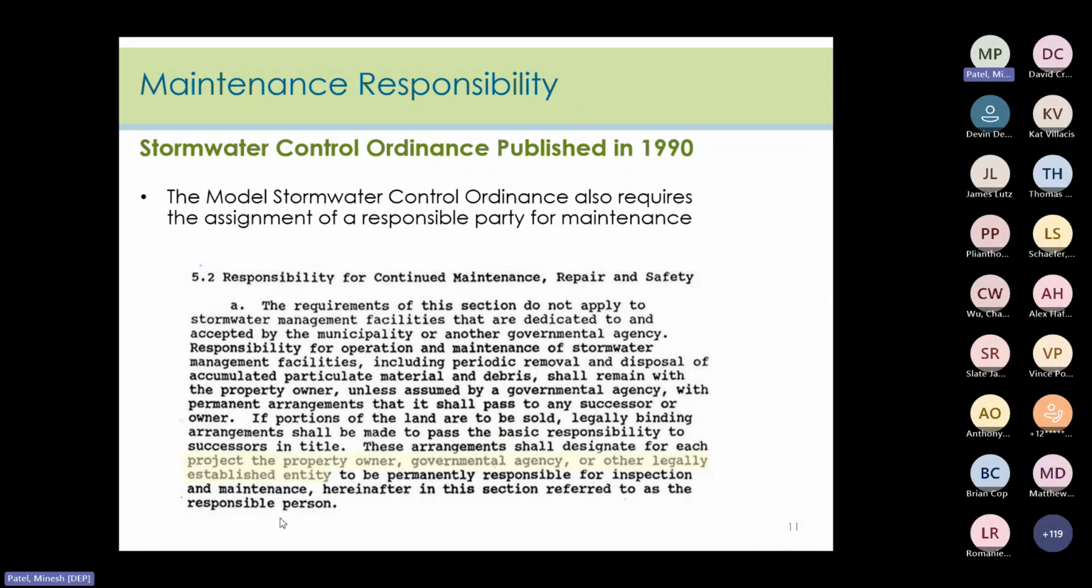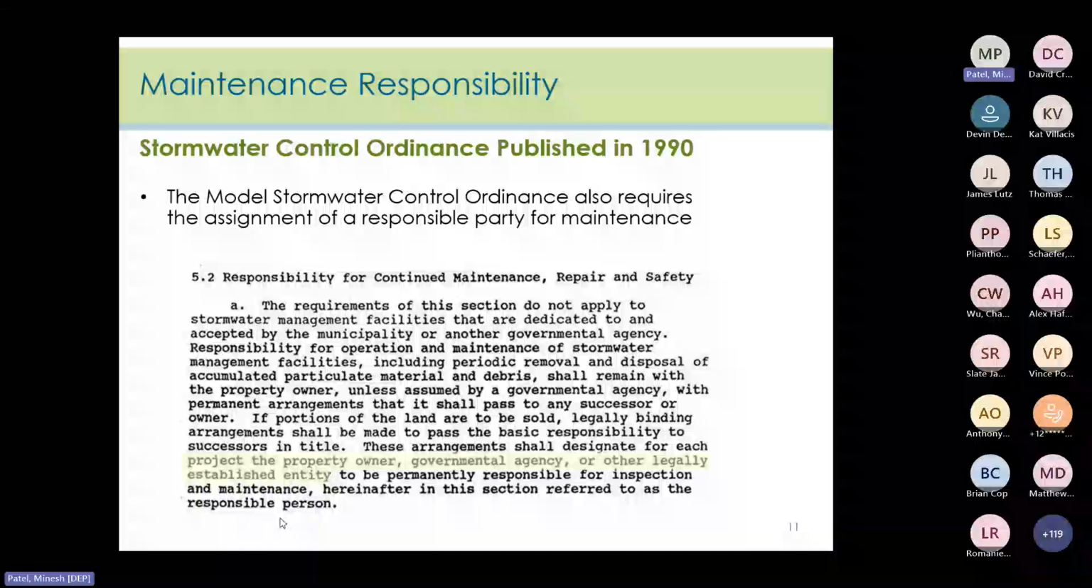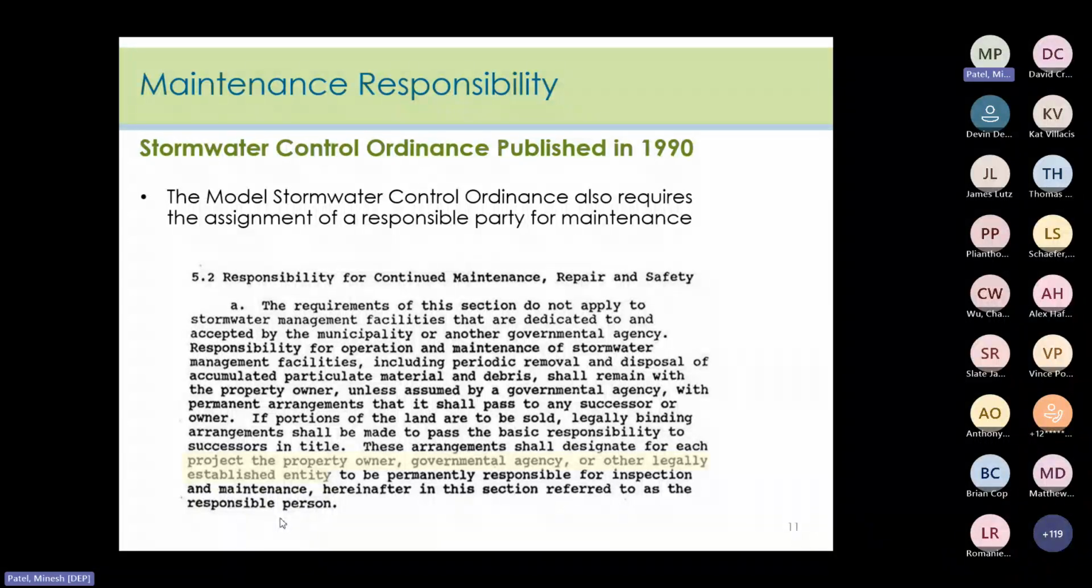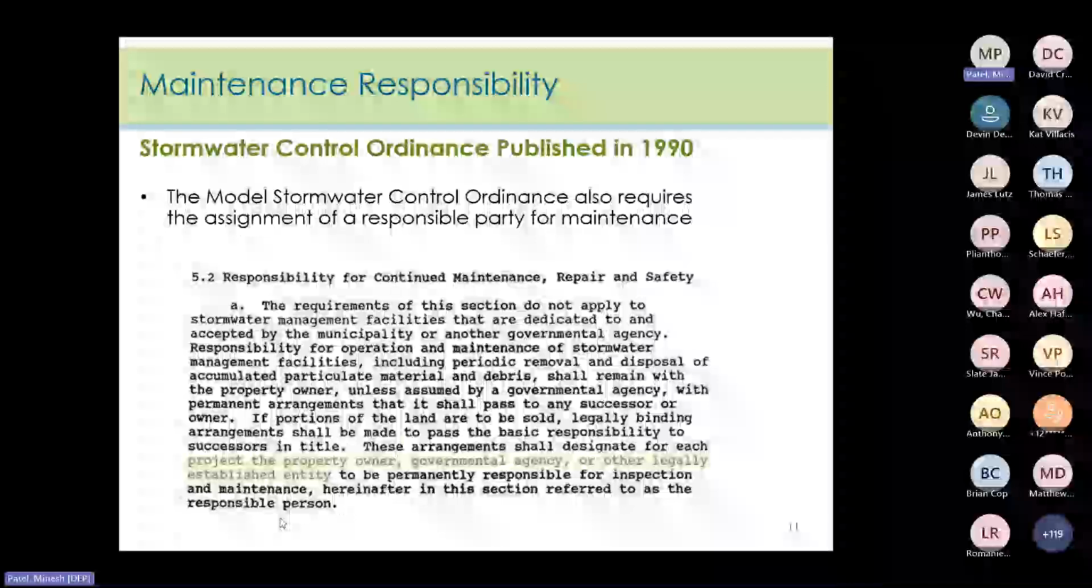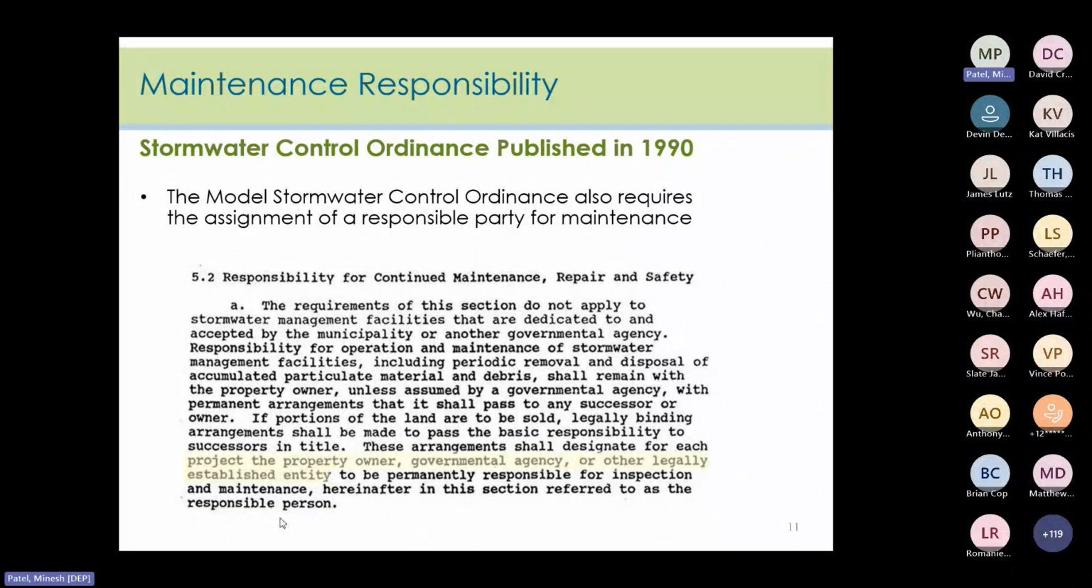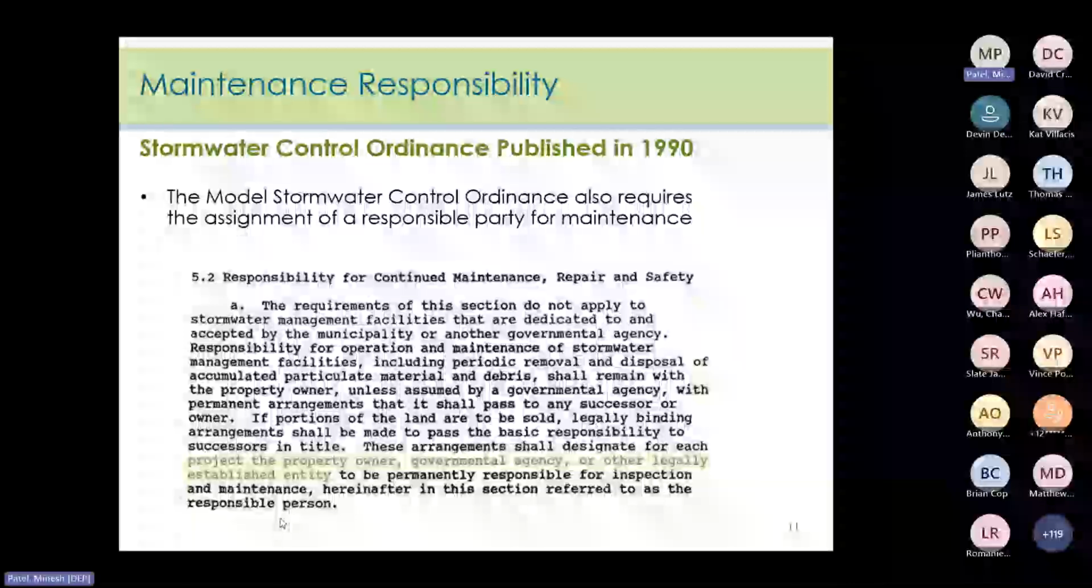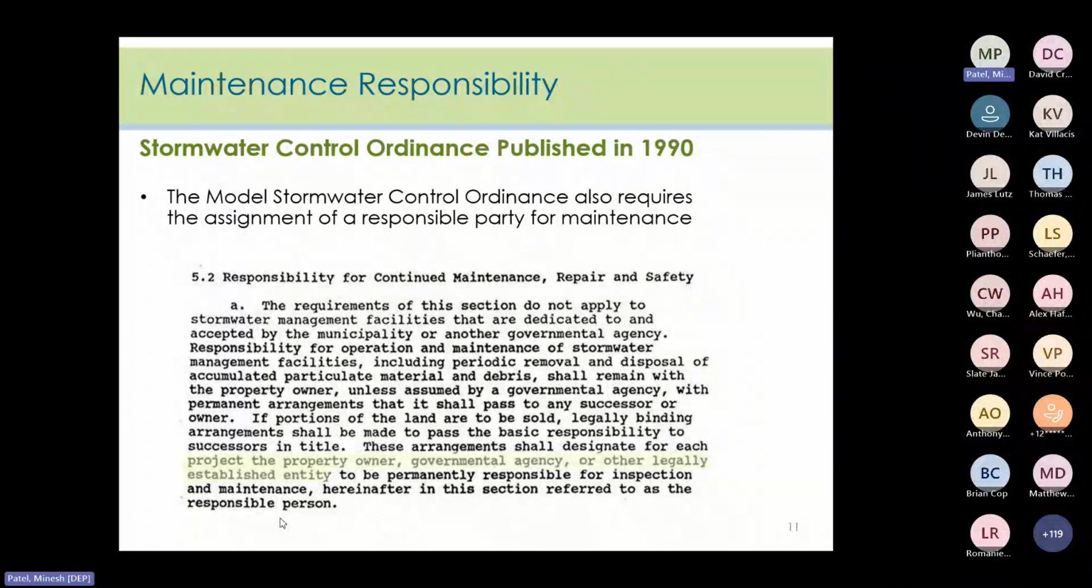The model ordinance that is issued in 1990 has required the responsible party to be the property owner of the project, a government entity, or other legally established entity, such as a homeowner association. It does not impose the responsibility on a homeowner of a single lot unless that homeowner owns all of the lots in that development. So the responsible party should not be a single homeowner.